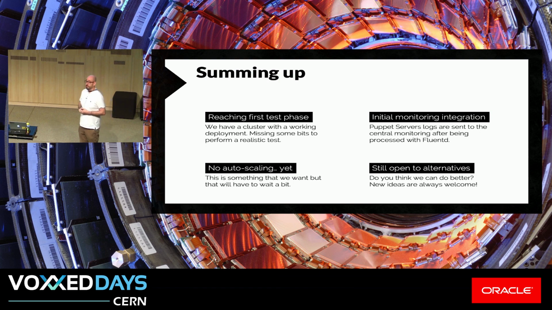We don't have auto-scaling yet. It is a feature that the cluster that we use supports, but at this moment, we don't need it. So it's something that will arrive in a later phase. And finally, we are still open to alternatives. As I mentioned, we identified two solutions, but we know that probably there are more. So if you think that we can do better, I'm pretty sure that we can. And if you have any idea, we welcome them.